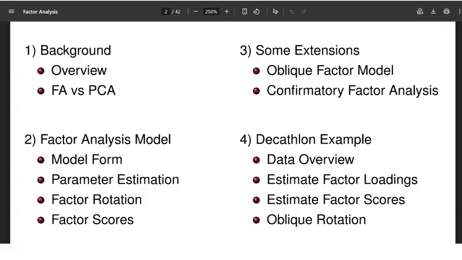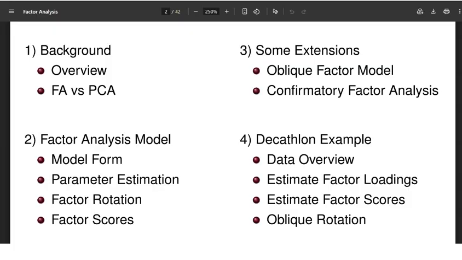Factor analysis, because it's a model-based analysis, we need a model specification. I'm going to walk you through how we estimate parameters in the factor analysis model, how we do factor rotation, factor scores, and I'm also going to discuss some extensions like the oblique factor model and confirmatory factor analysis.